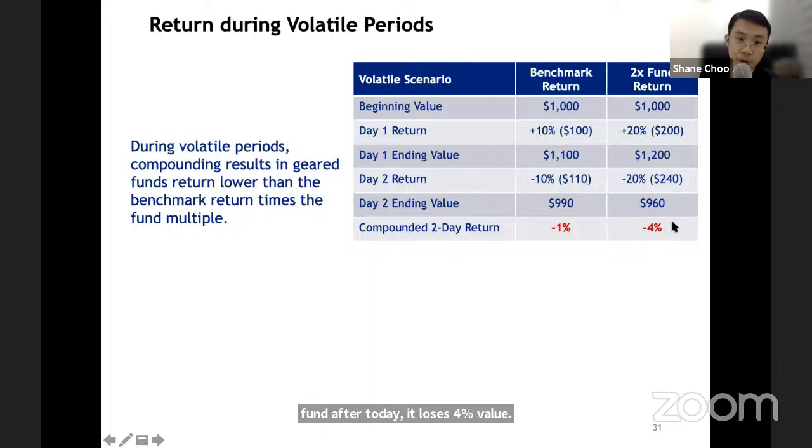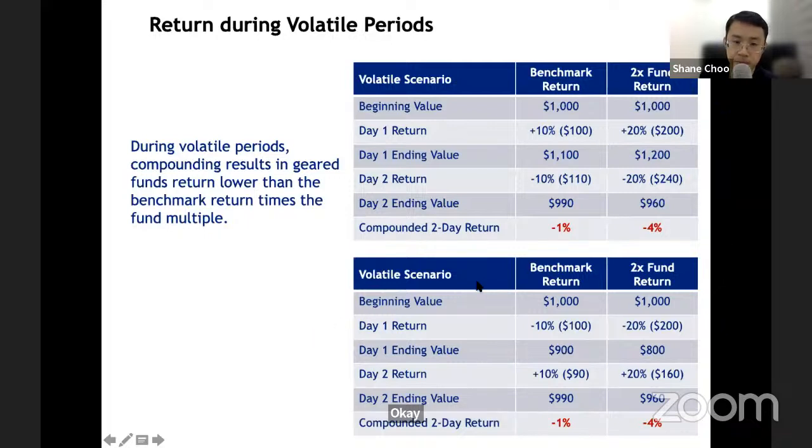So that's how I lost a bit of my money back then, when I traded leveraged and inverse ETFs without knowing this impact. I paid my lesson, so now I'm sharing my lesson with you. During volatile periods, compounding results in geared fund returns lower than the benchmark return times the fund multiple.